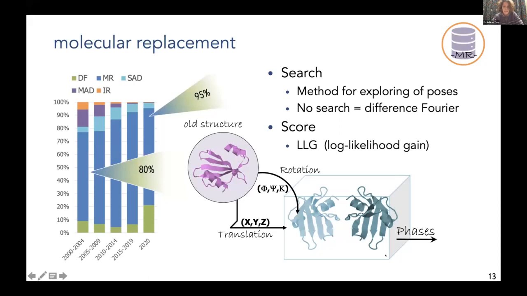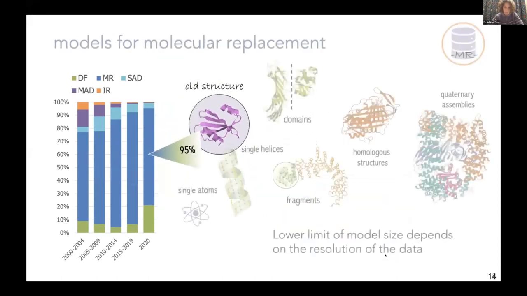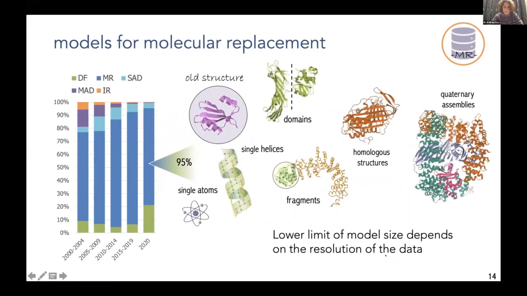And then secondly, you have a scoring function, which is what you use to work out when you have your old structure in the correct place in your new crystal form. And I'm going to be talking a lot about the LLG. So why has molecular replacement come to dominate?